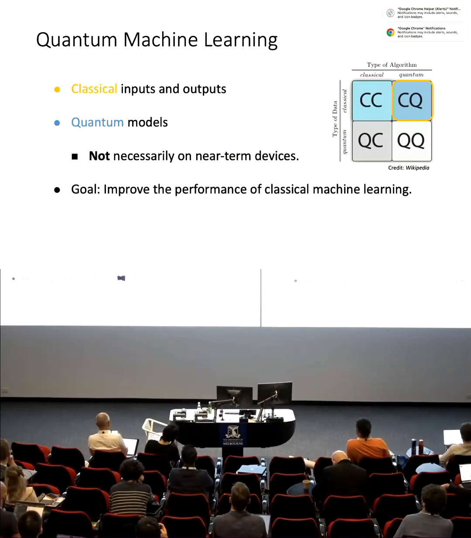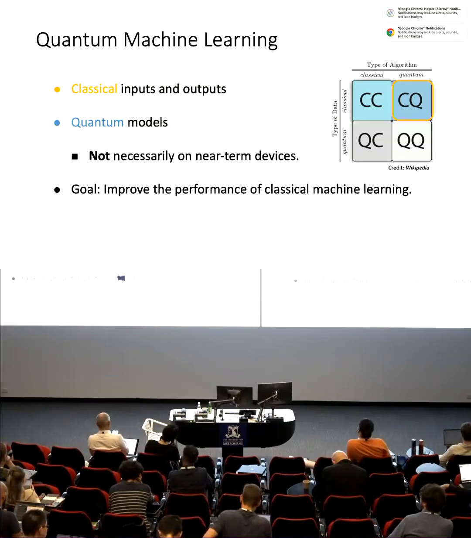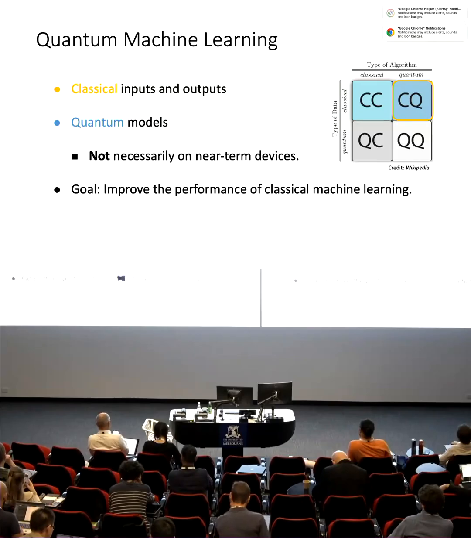So let's first describe the overall setting of quantum machine learning. Today in our work, we will focus on the quantum machine learning model that takes a classical input and produces a classical output. We will use quantum models, but notice that the quantum model is not necessarily on near-term devices.